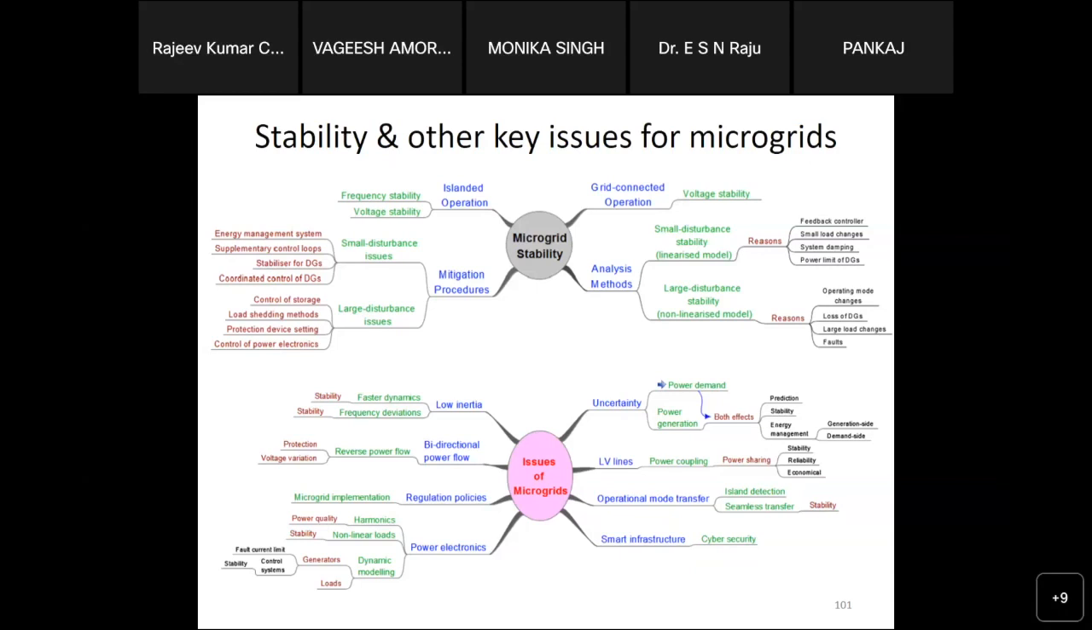When we have large load changes, that also creates a large mismatch between the generation and the demand. That will create the large signal stability problem, and also faults. So these are the main things which cause the large signal stability problem.